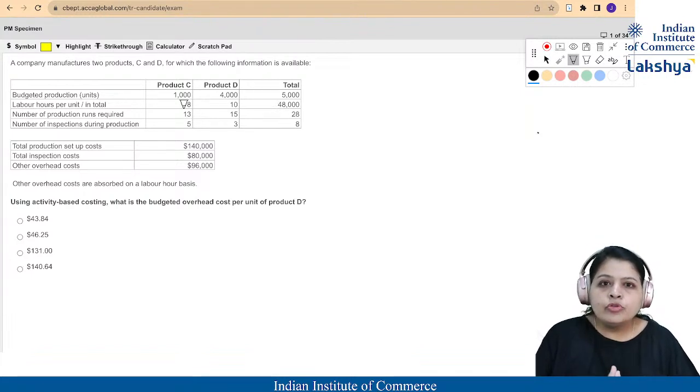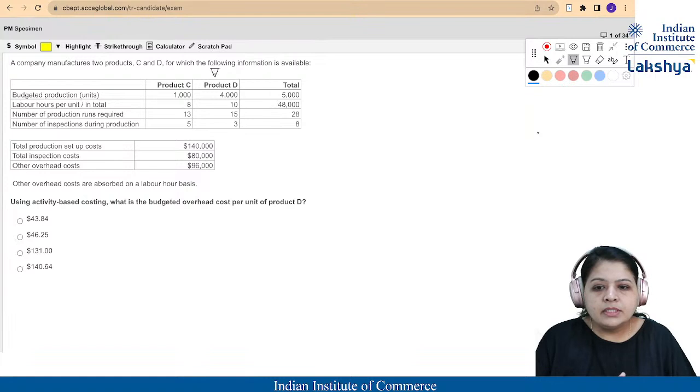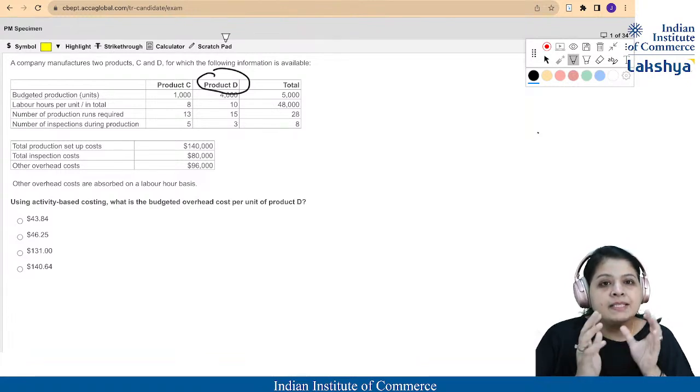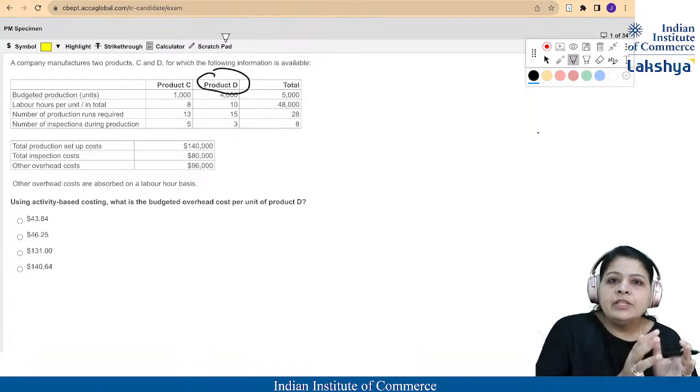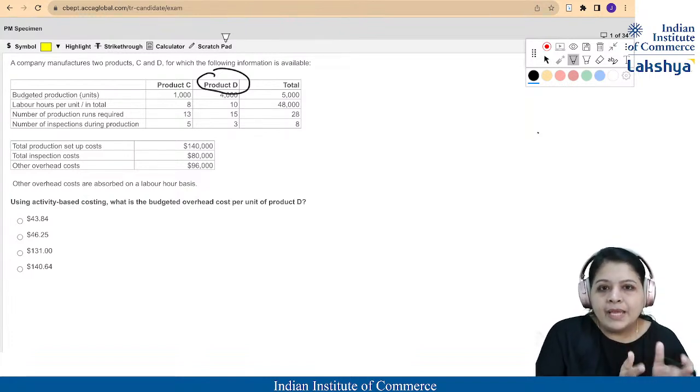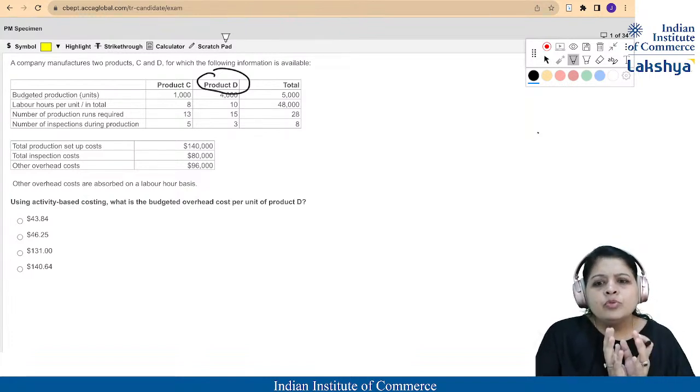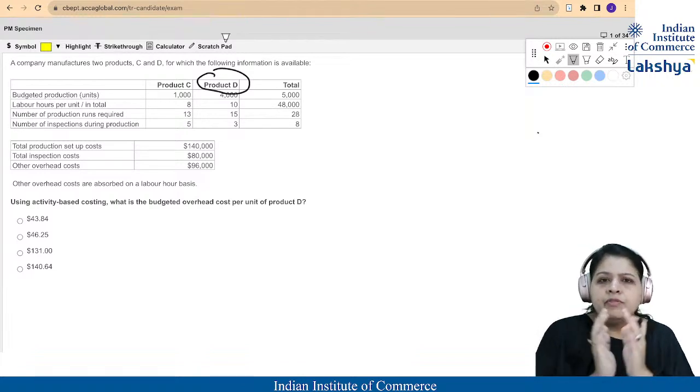What are we supposed to do here? It's a simple question of ABC. What is the budgeted overhead cost only for product D? There are a few steps in this. We do know it. But the best part is not getting overwhelmed with the question because the numbers are simple, calculatable, nothing which cannot be handled.